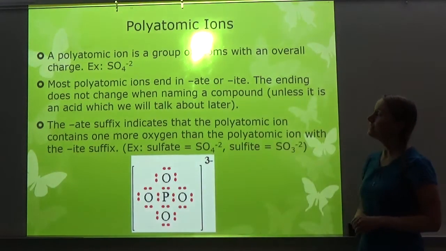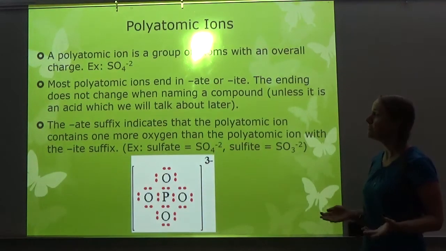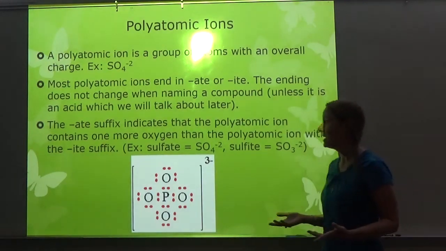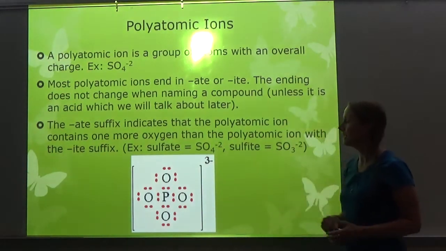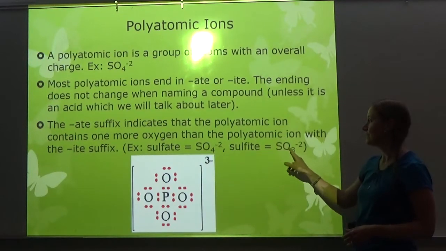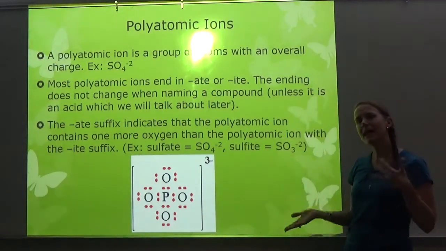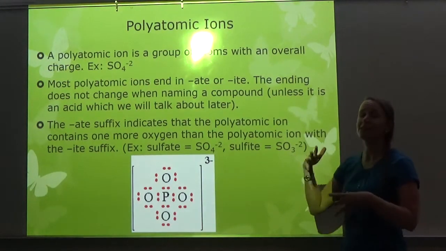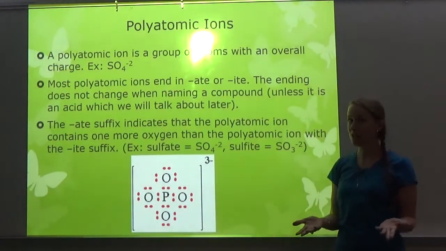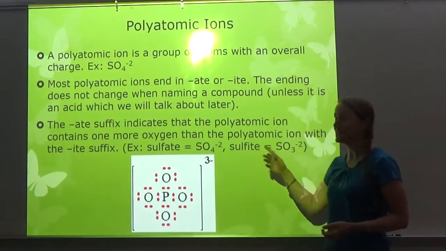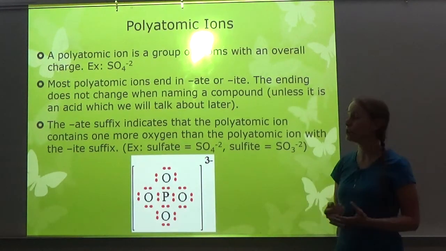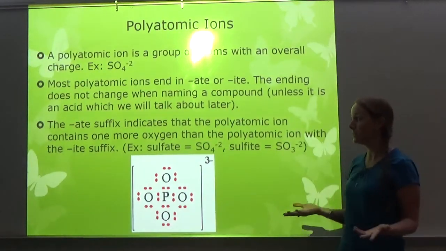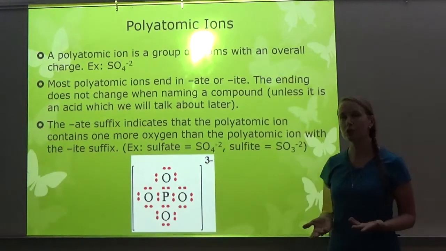That's just the name of the polyatomic ion. So the -ate suffix indicates that the polyatomic ion contains one more oxygen than the polyatomic ion with the -ite suffix. So sulfate is SO4 -2, whereas sulfite is SO3 -2. But the problem is that -ate and -ite doesn't say there's necessarily 4 and 3 oxygens, because nitrate is NO3 with a -1 charge, and nitrite is NO2 with a -1 charge. So it just indicates that there's one more oxygen. It doesn't actually tell you the number. So just use that when you're trying to learn those polyatomic ions.